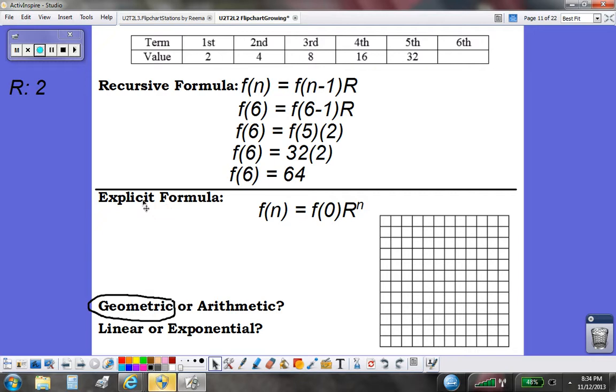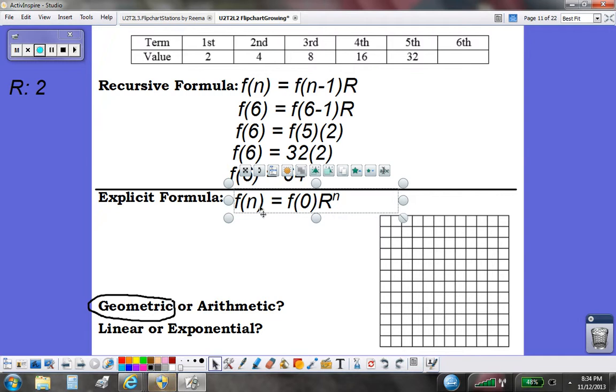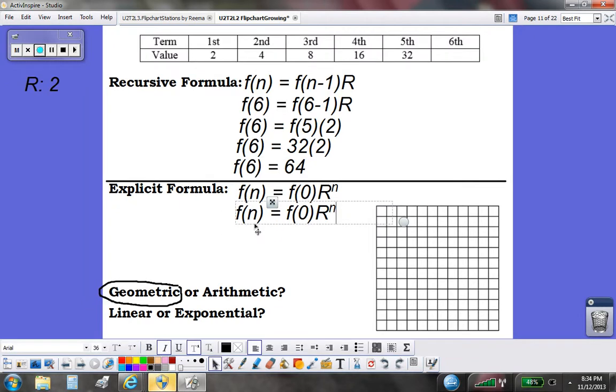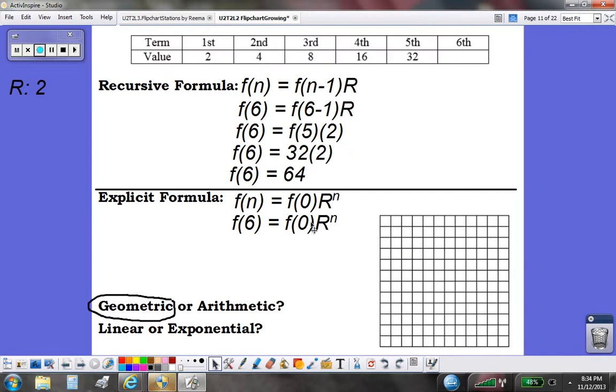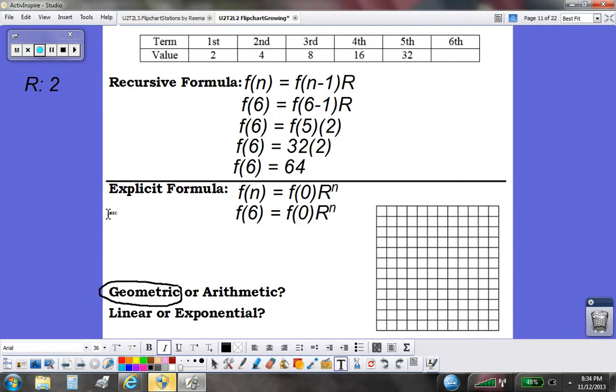Alright, now for the explicit formula. Again, all this is another way to solve for the sixth term, using the explicit formula. So I'm going to start there. n is still 6. I'm still trying to find the sixth term. And then I am going to try to figure out f of 0. So really that's what I should have started with. I'm going to go ahead and do that right now.